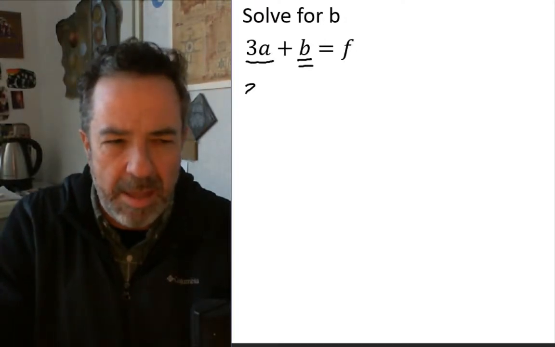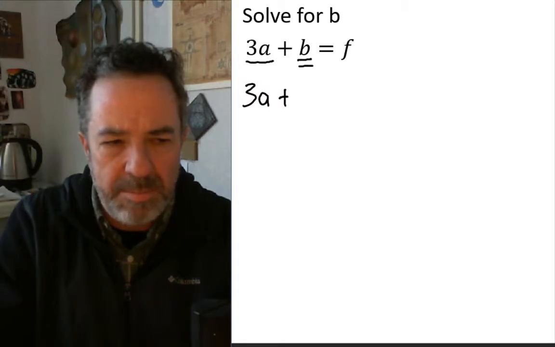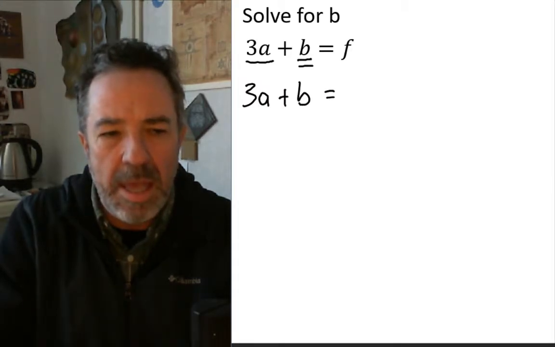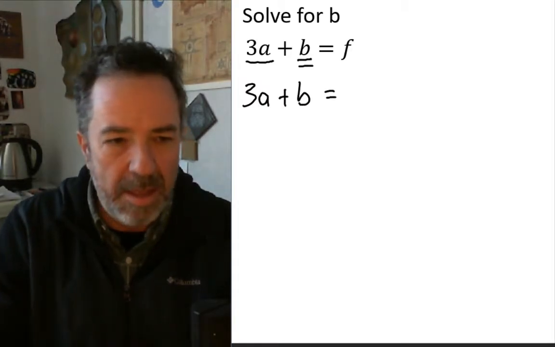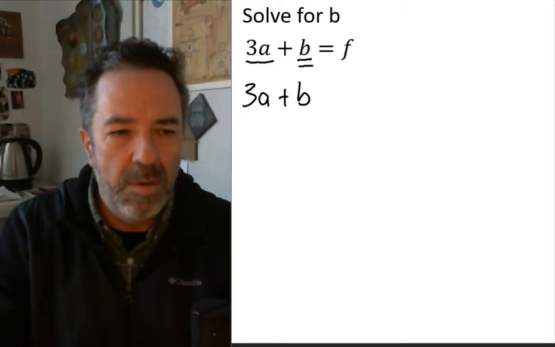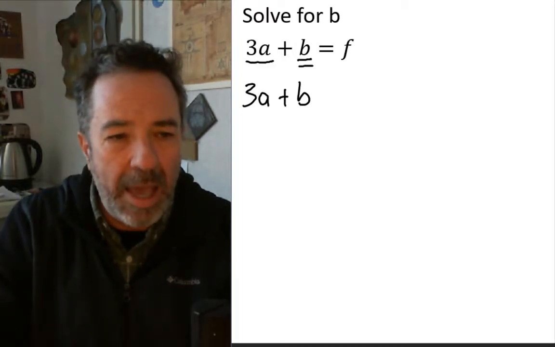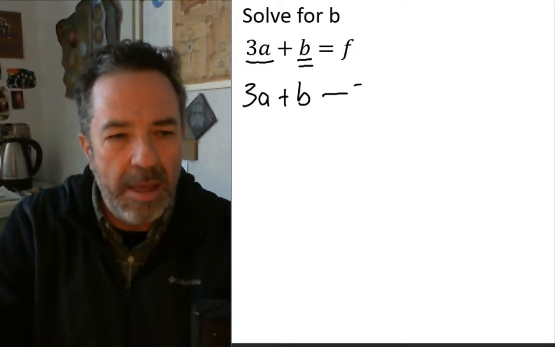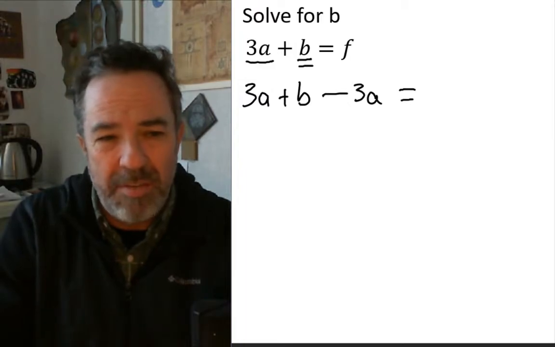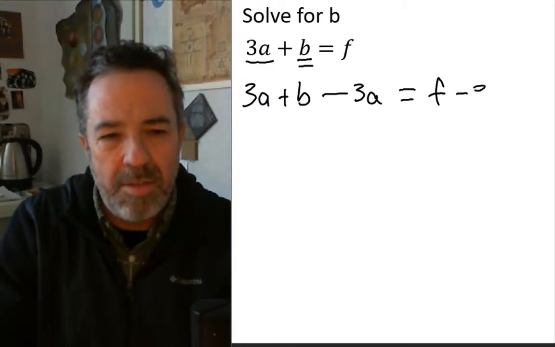So I can literally write 3a plus b. That's what I had before. And I'm going to take away 3a from that side. And on the other side of the equation, I've got f, and I'm going to take away 3a from that side also.